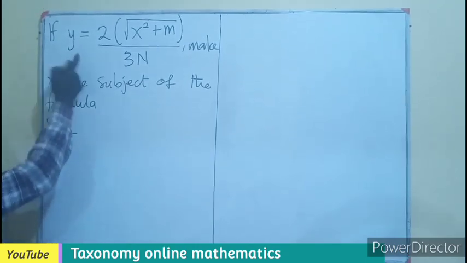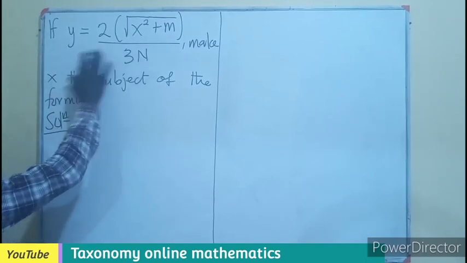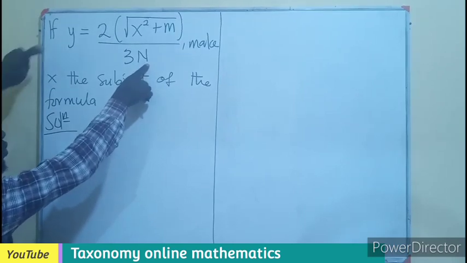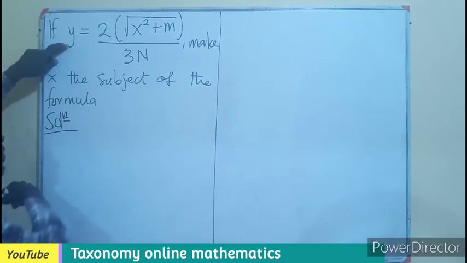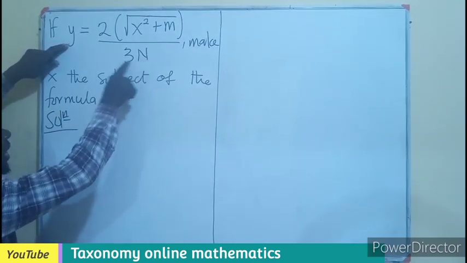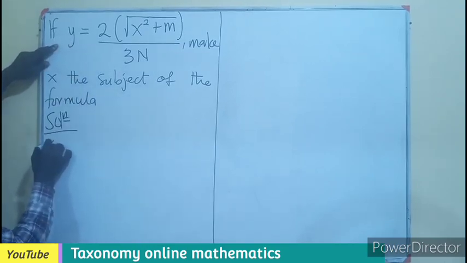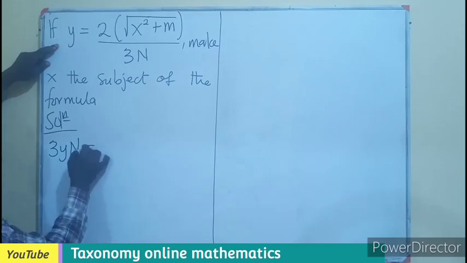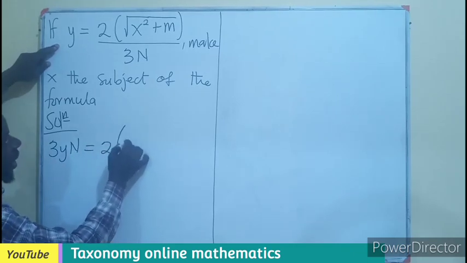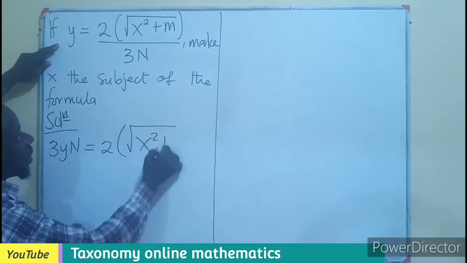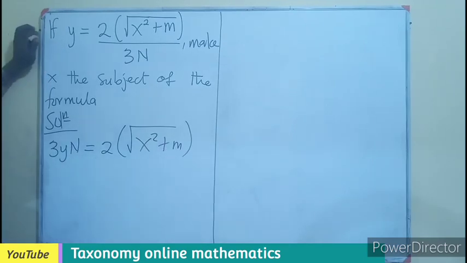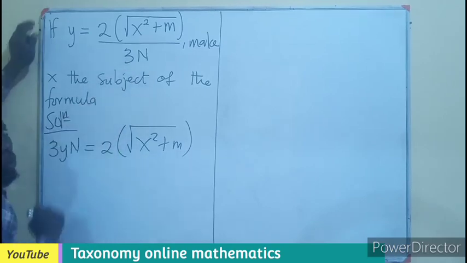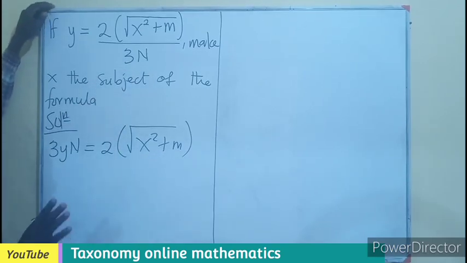What are we going to do? First of all, we are having a fraction. So we clear the fraction using the LCM, which will be 3n. So multiply both sides of the equal sign by the 3n, and that will give you 3yn or 3ny equals 2 into bracket the root of x squared plus what? m. Because if I multiply here as a fraction by 3n, 3n will cancel. So that's the first thing to do.